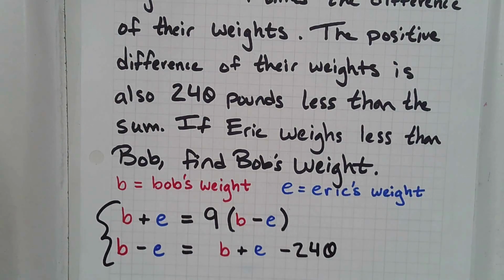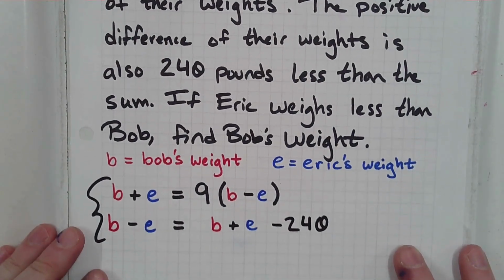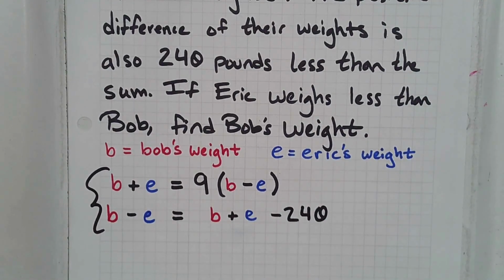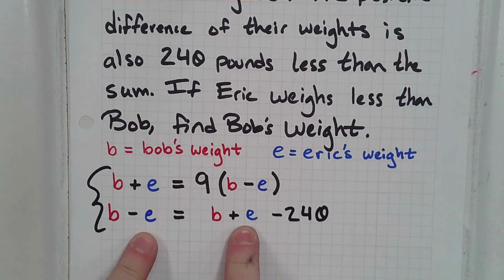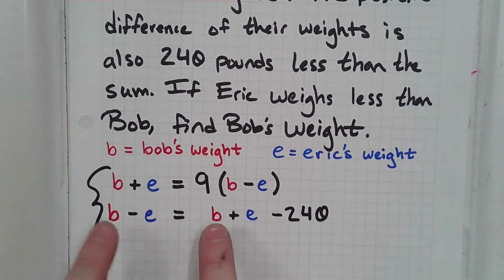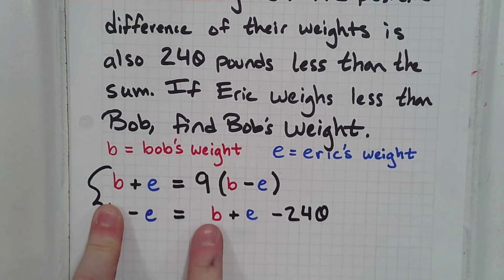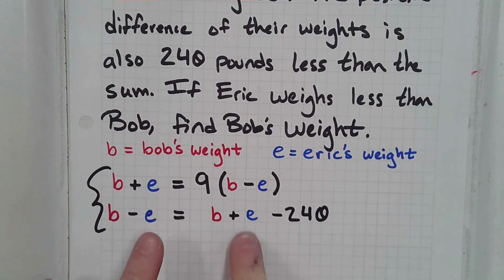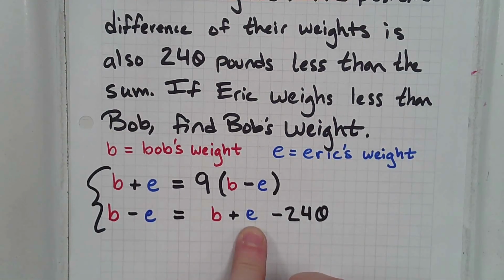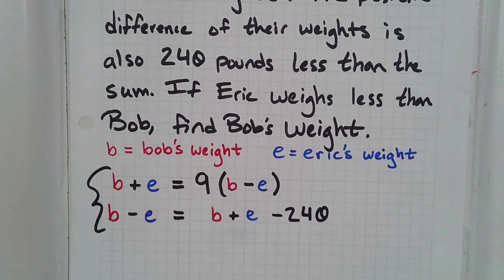If there's a quick way to get Bob's weight, I'll do it. But in this case, it looks like I'm going to have to find Eric's first. In fact, I noticed something down here. I've got B minus E and B plus E. So when I get my B's together, I'm going to have to subtract B from one side. It's going to eliminate this other B. That's going to be convenient. And of course, if I get my E's together, I'll add that E over. So I'll get 2 E's. So that's exactly what I'm going to do.